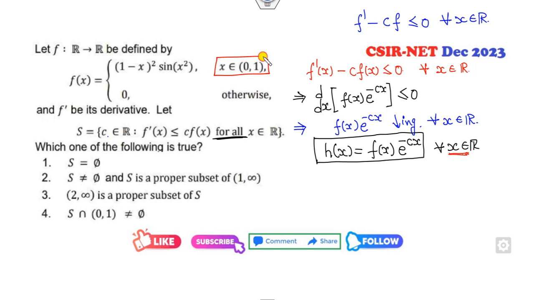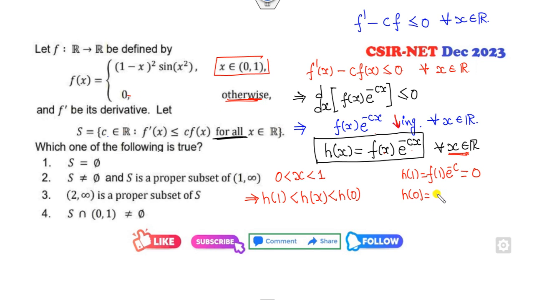I assume this function. So whenever x lies between 0 and 1, that means h(1) is less than h(x) is less than h(0), because h is a decreasing function. Fine. What is h(1)? So h is here. Can you find h(1)? h(1) is f(1) e raised to the power minus c. What is f(1)? f(1) will be 0. What is h(0)? This is f(0) e raised to the power minus 0. f(0) is again 0. So this value will be 0. This value will be 0.